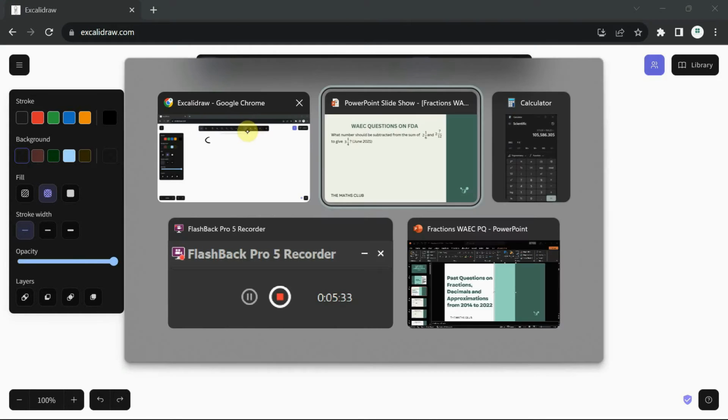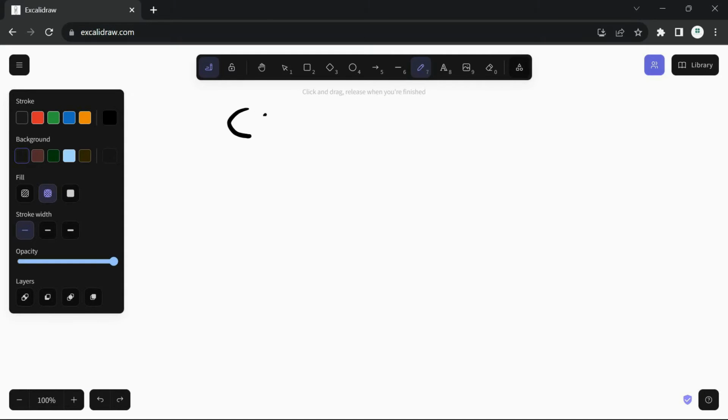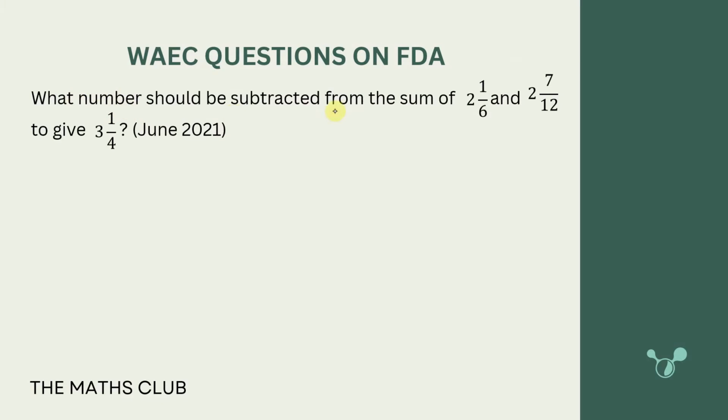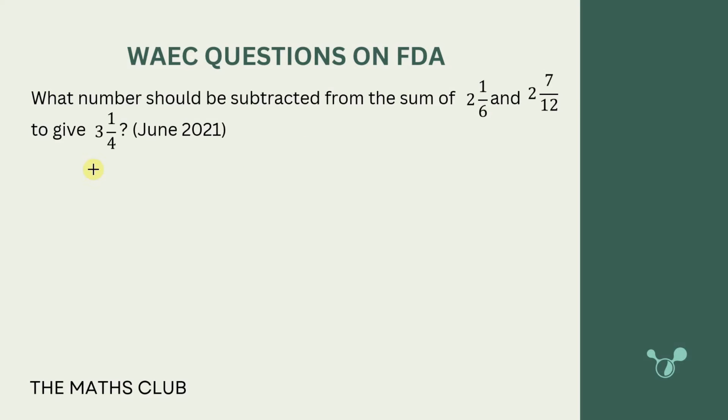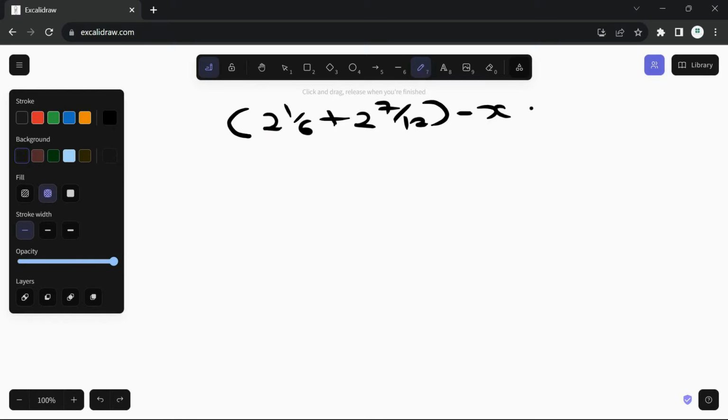So that will be bracket 2 whole number 1 over 6 plus 2 whole number 7 over 12. Right, so after I find the sum, then I'll subtract the number from it. So let's say the number is x, and then it gives 3 whole number 1 over 4. So this is equal to 3 whole number 1 over 4. Just to be sure I'm correct. Great.